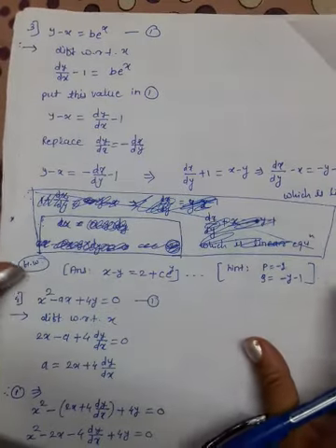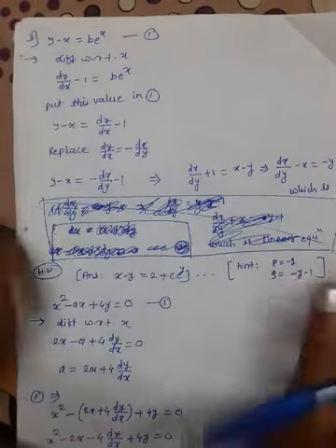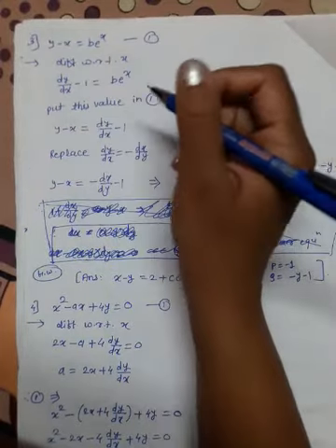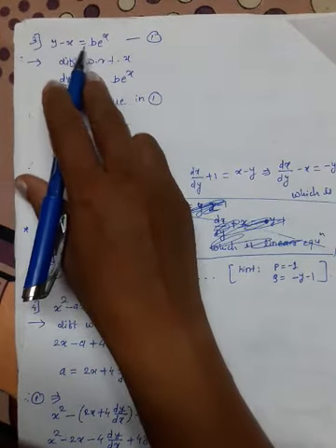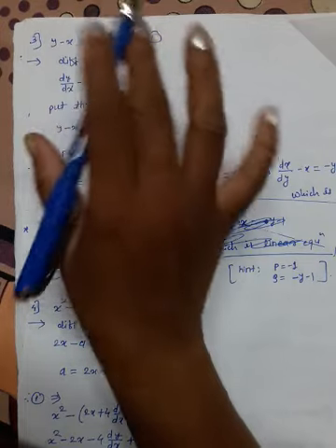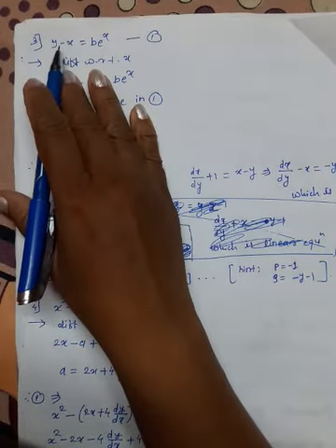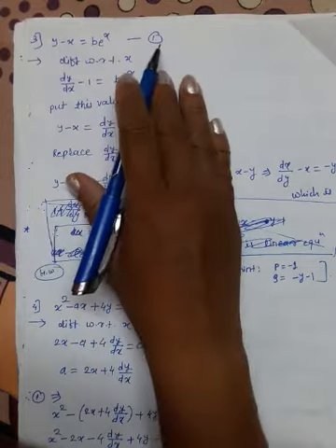Hello everyone, let us see the next example of orthogonal trajectories in Cartesian form. y minus x is equal to b e raised to x. We have to find the orthogonal trajectories of this particular curve. Call that equation number 1.